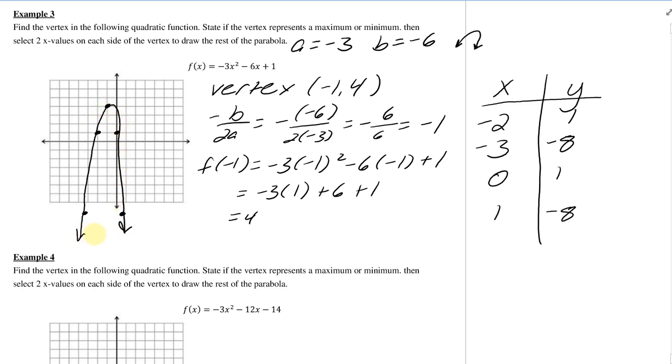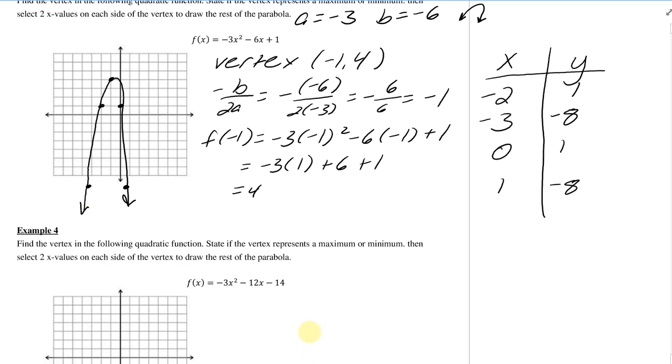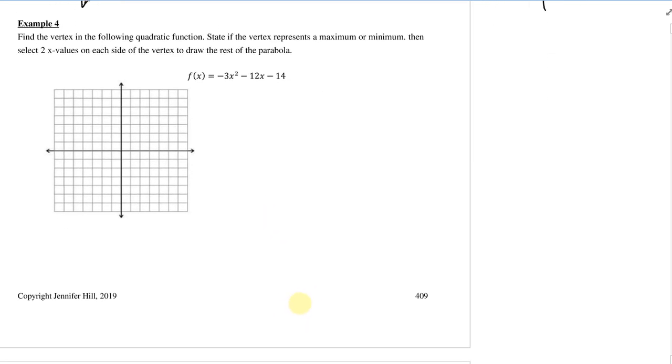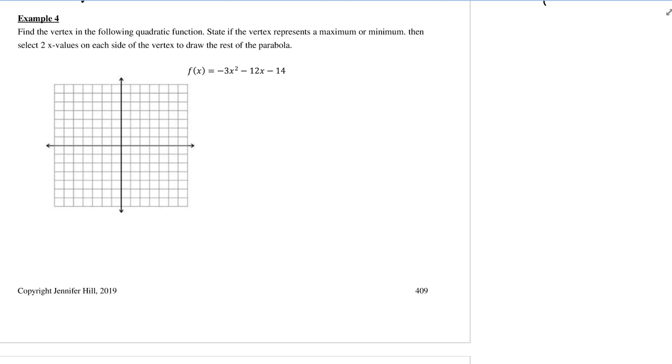So there's kind of everything that goes into this. Hopefully that makes a little bit more sense this time. Okay, so now I want you to do the same thing. I'll walk you through the pieces once again. Just by looking at this, figure out the vertex and figure out whether or not the vertex represents a maximum or minimum. So just determine whether or not this opens up or down. Start with that, hit play when you're ready to see the solution.